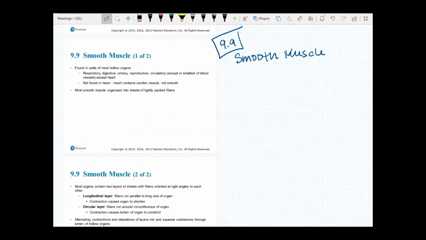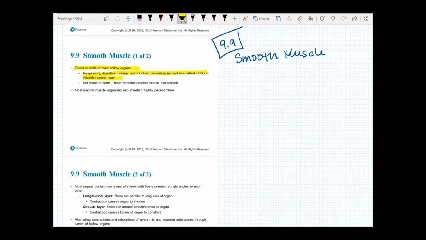For smooth muscle, what you really just need to focus on is where it is found: in the walls of the hollow organs, such as anything respiratory or your digestive, urinary, reproductive, circulatory. You will find it essentially anywhere you're going to have a tube, but it's not found in the actual heart. That will be your cardiac muscle, not your smooth. So that is one caveat to all of the hollow tubes. And this is going to be a little bit different with how it's actually organized.